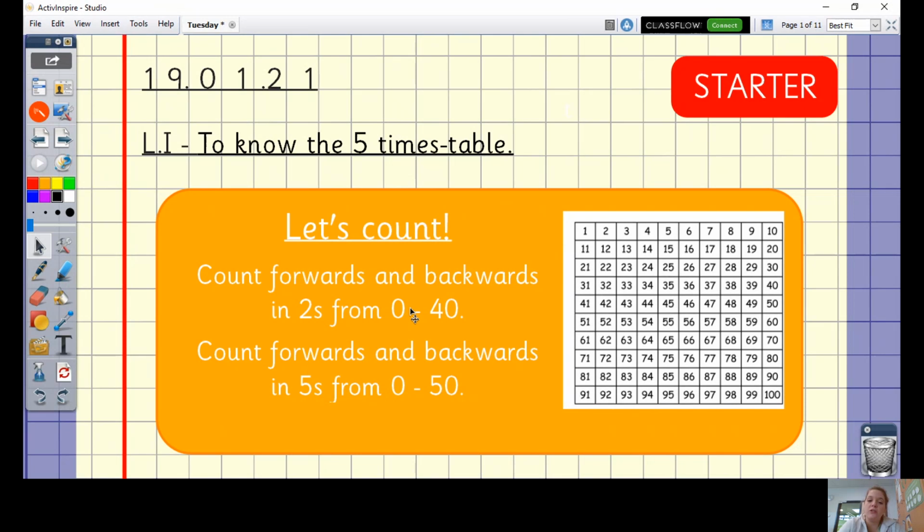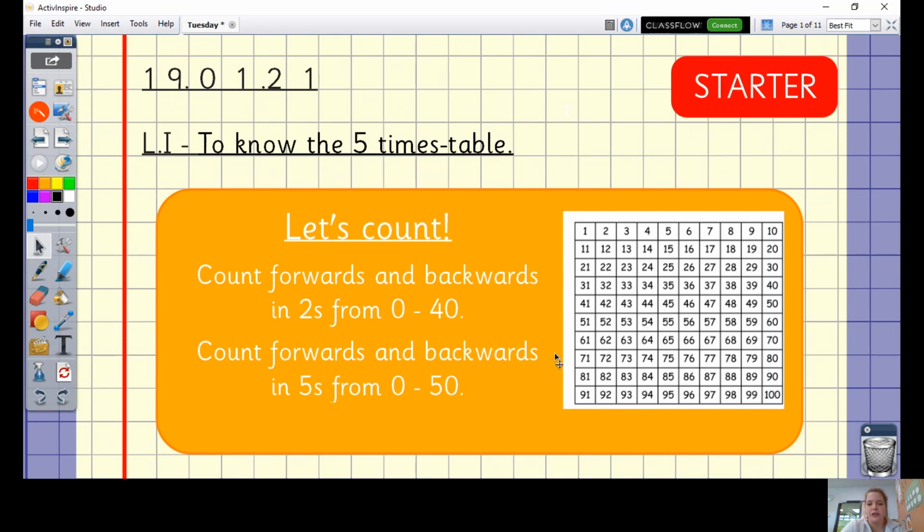Okay. You may want to circle or to highlight the multiples of 2 as you do this to help you, okay? And once you've done the counting in twos, I want you to have a go at counting forwards and then backwards in 5s from 0 to 50. Okay, pause the video here and have a little go, and we'll count together in a moment.